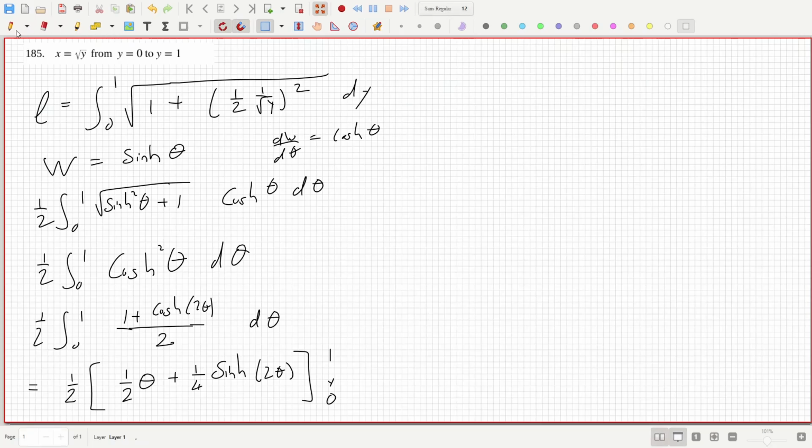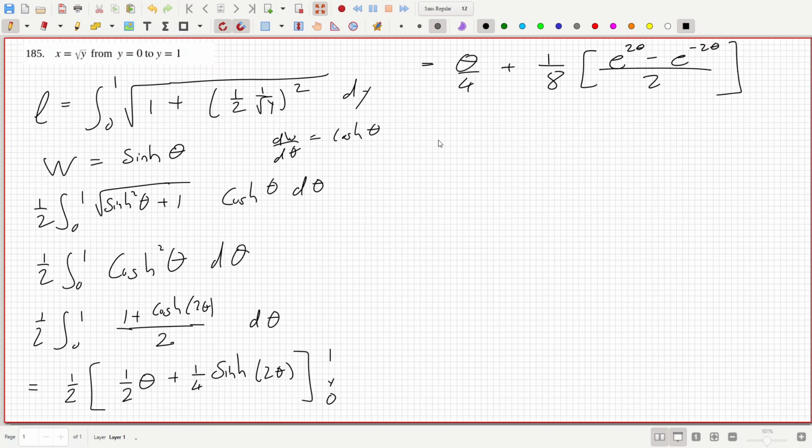theta over 4 plus 1 over 8, and then that's over 2, e 2 theta minus e minus 2 theta. Okay, now let's try and figure out the substitution. So y went from 0 to 1, and the first substitution was u equals 4y plus 1. So when y is 0, the u is 1, and when the y is 1, the u goes up to 5.